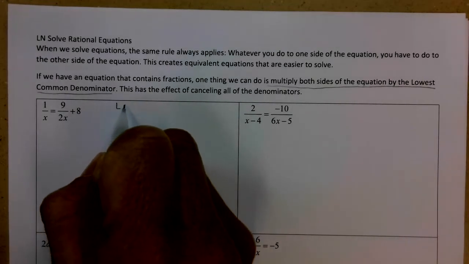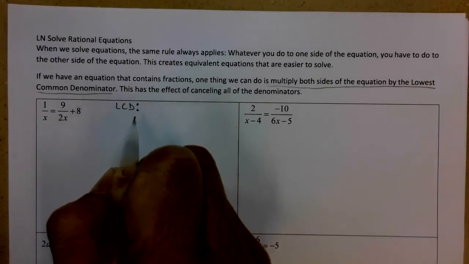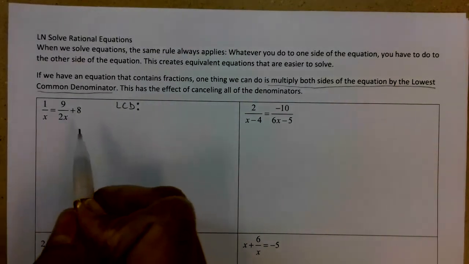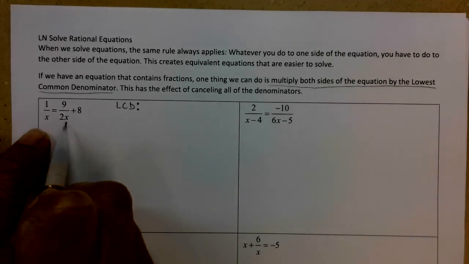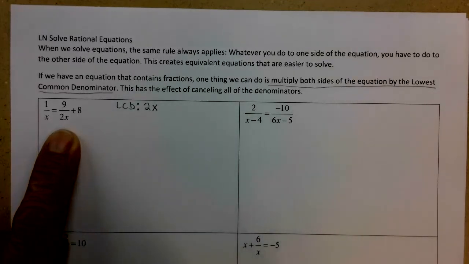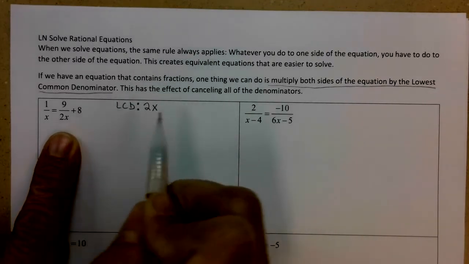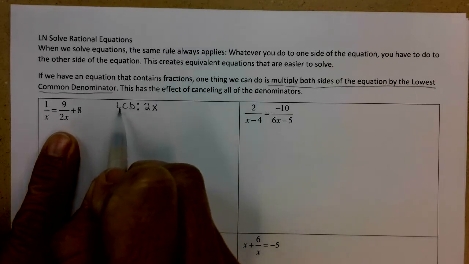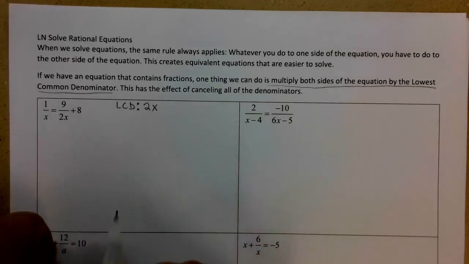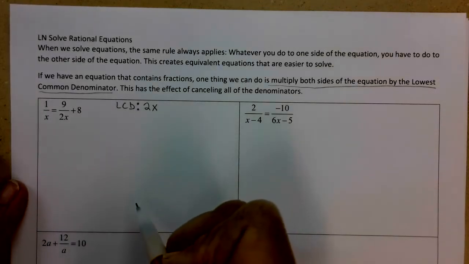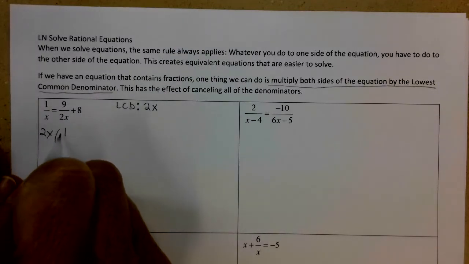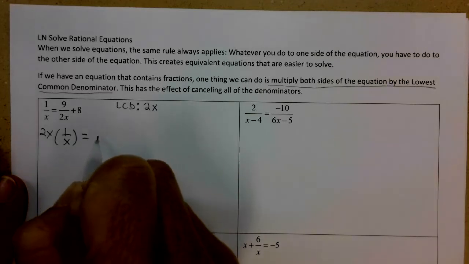So the first thing we want to do is identify what is that lowest common denominator of all of the fractions in the equation. So the denominators I have are an x and a 2x, right? So the lowest common denominator would be 2x. I know some students are going to say, well, isn't it just x? But remember, it's kind of weird because we say lowest common denominator, but it's actually the bigger part, so that both the x and the 2x will go into it. Okay, so 2x is our LCD. So I want to multiply both sides of the equation by 2x.